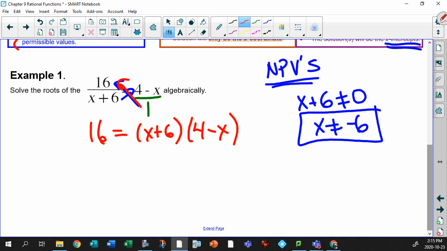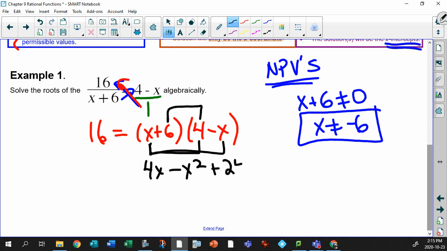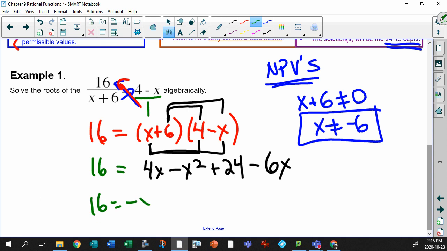Okay, so now we're going to have to do a little bit of FOILing here. And the fact that this is written kind of weird, you know what? Let's just FOIL it like we would normally FOIL. So there's a 4x. Over here would give you your minus x squared. This 6 times 4, of course, is going to give you a positive 24. And then finally, 6 times x gives you a minus 6x. Combine some like terms here, and don't forget, this whole thing still equals 16. You have 16 equals minus x squared, minus 6x and 4x gives you minus 2x, plus 24.